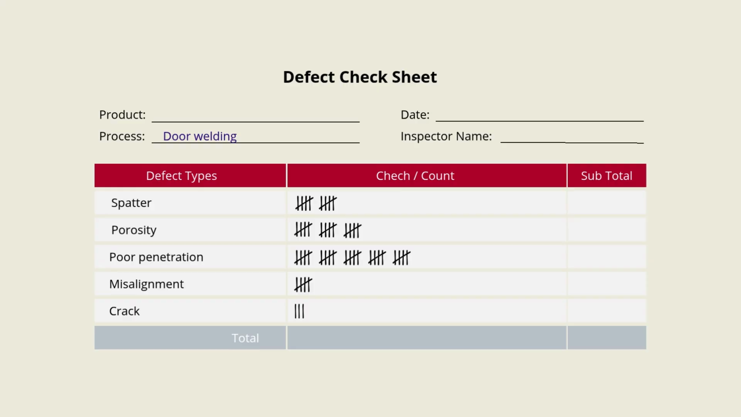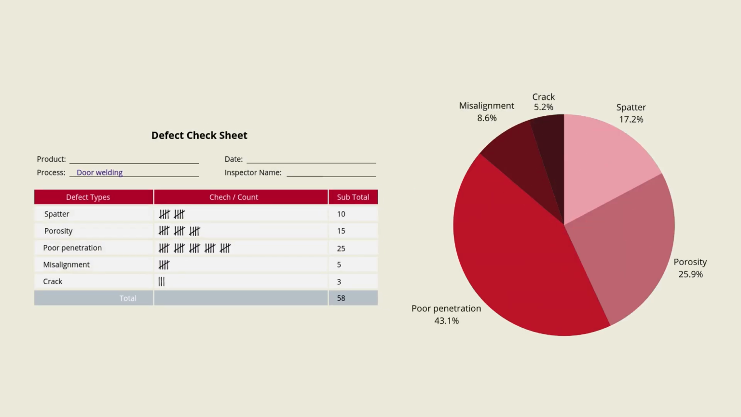Here's what you find. Spatter, 10 occurrences; porosity, 15; poor penetration, 25; misalignment, 5; cracks, 3. Out of 58 total defects, poor penetration stands out. It makes up about 43% of all issues. That's your point of investigation further.